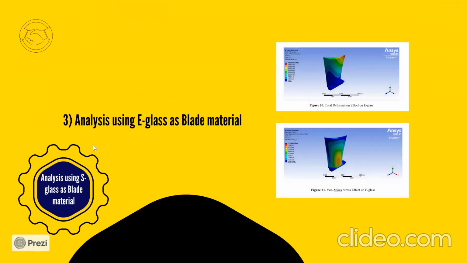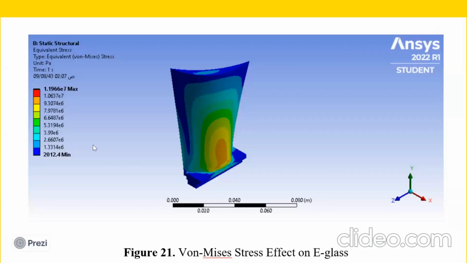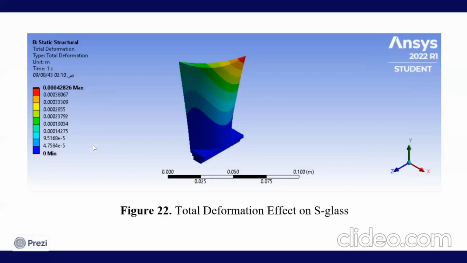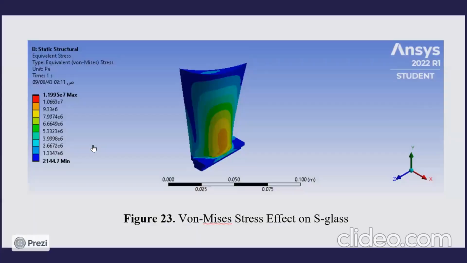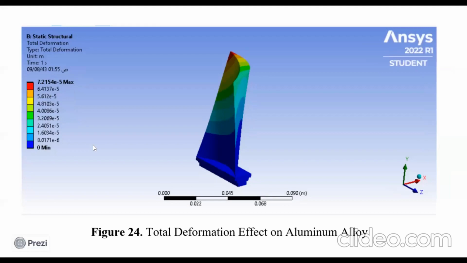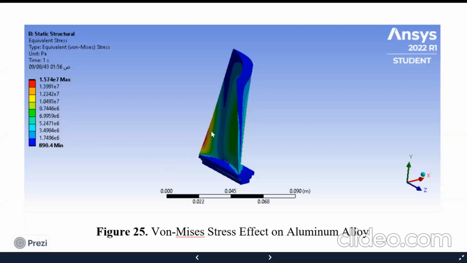Analysis for E-glass blade material. This is our total deformation. Here, stresses. S-glass, total deformations, stresses. Aluminum alloy. As we can see, the deformation, also the stresses. As you can see here, this is the mean. This is the maximum stress.